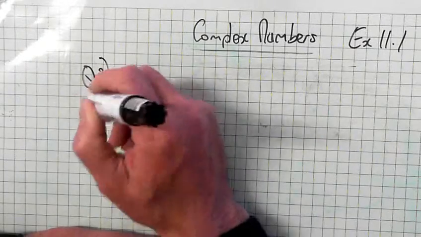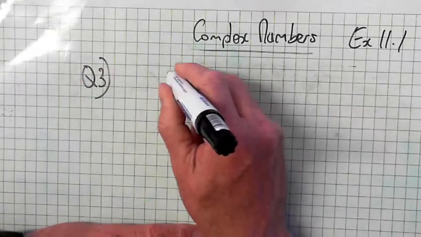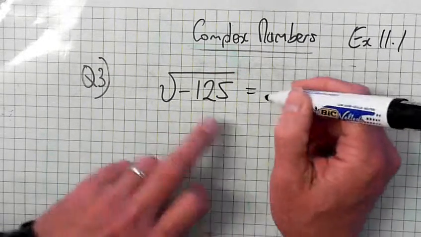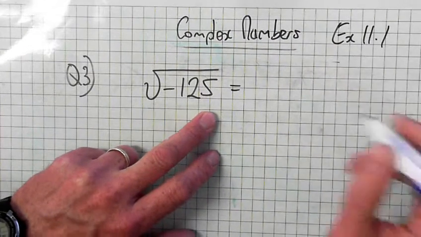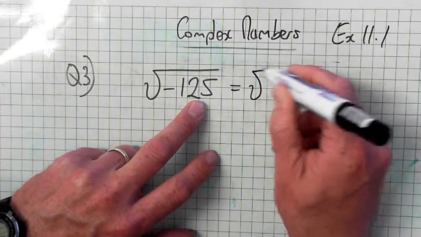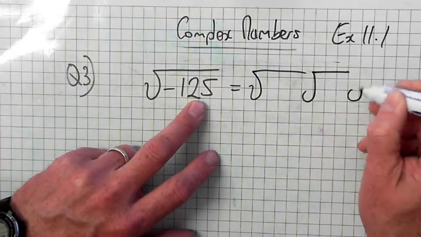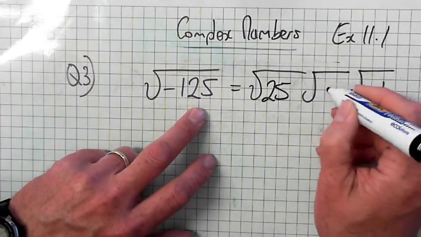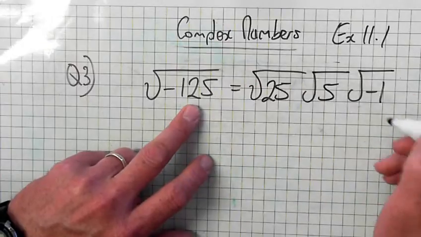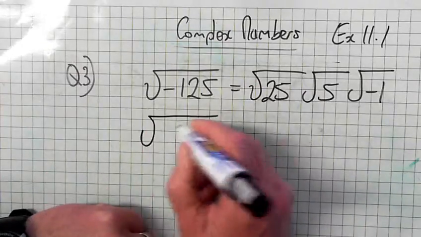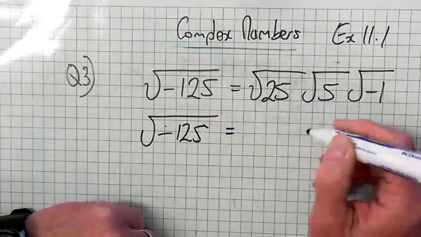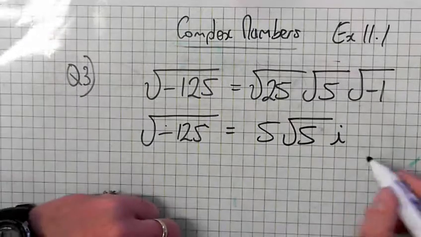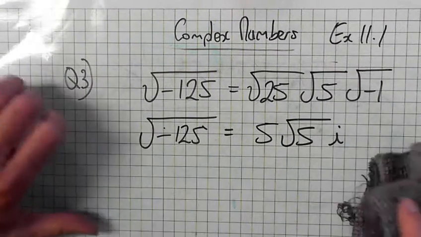Question 3. Square root of minus 125. Now you can't get the square root of 125, so you break it up into, well, what? A square number, a number, and a minus 1. So the square number here is 25 times 5 is 125 times minus 1 is minus 125. It's 5 square root of 5i.